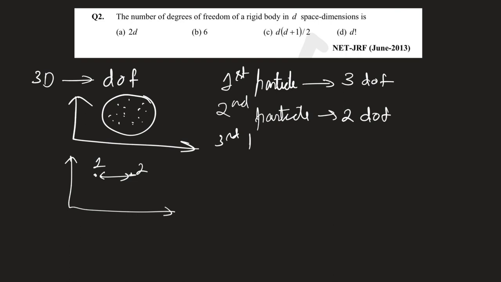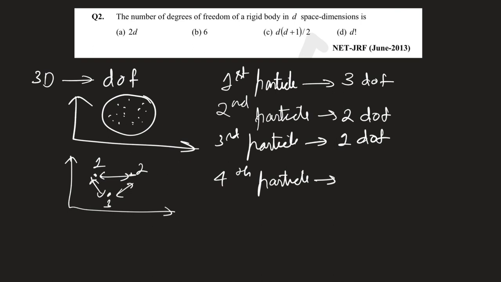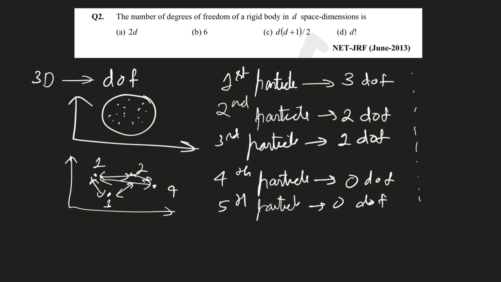Then we have the third particle. Now, if you have to place a third particle, you would have two constraints. That is, the distance between the third particle and second would be fixed. Similarly, the distance between third and the first particle would be fixed. Thus, we have 1 degree of freedom for the third particle. Now, if you have to place a fourth particle, you would have three constraints. That would lead to the fourth particle having 0 degrees of freedom. And the fifth particle would again have 0 degrees of freedom, and this would continue on as we add more and more particles.